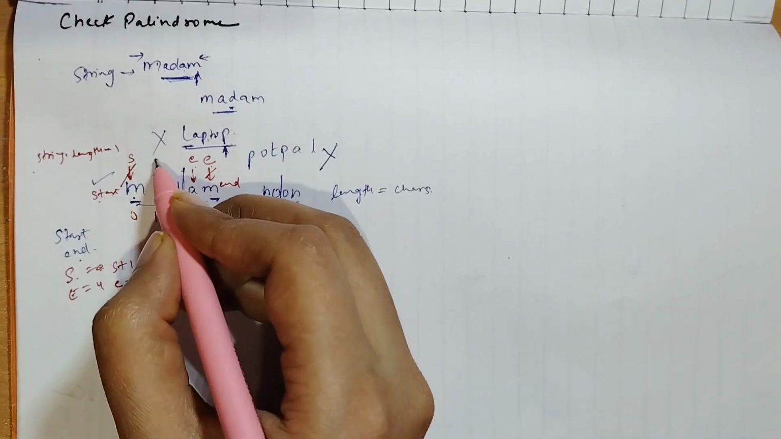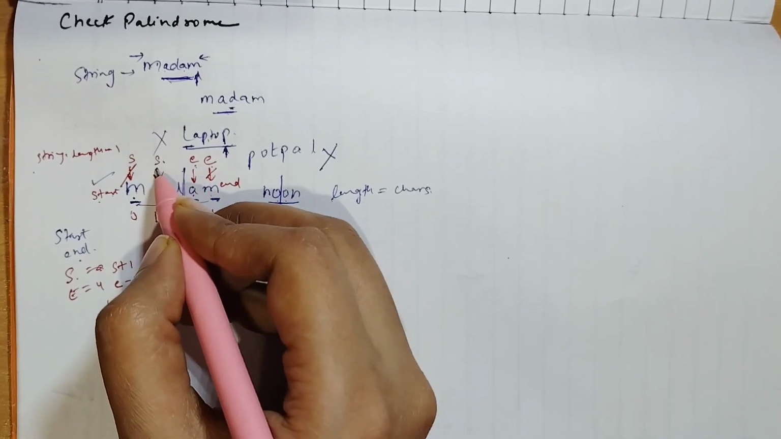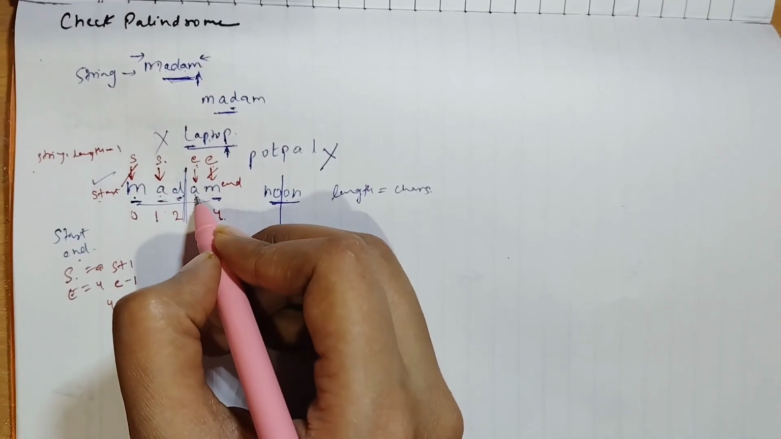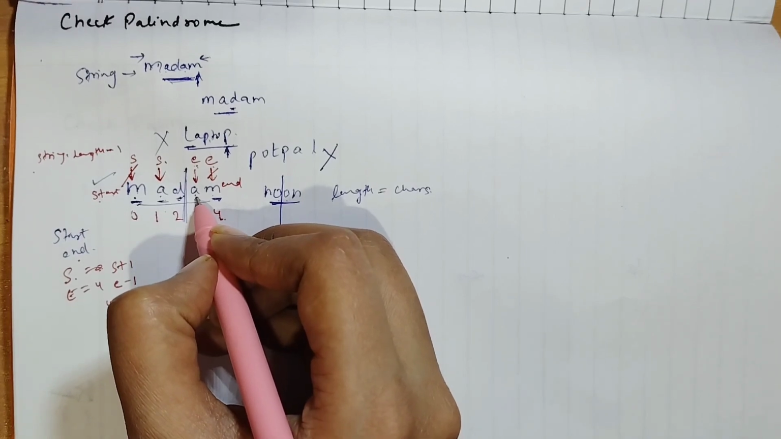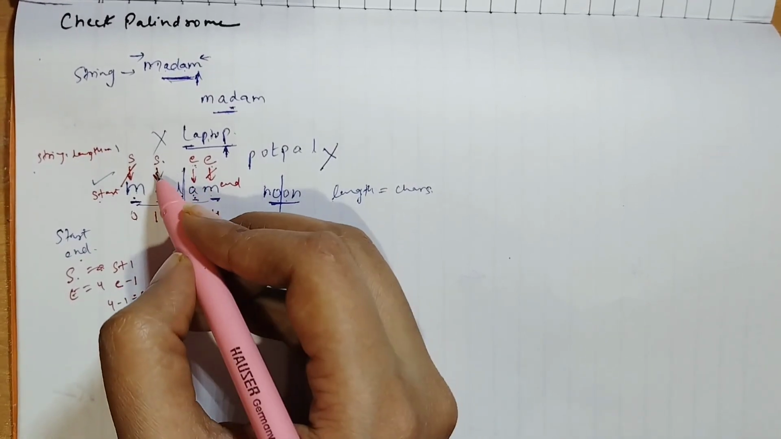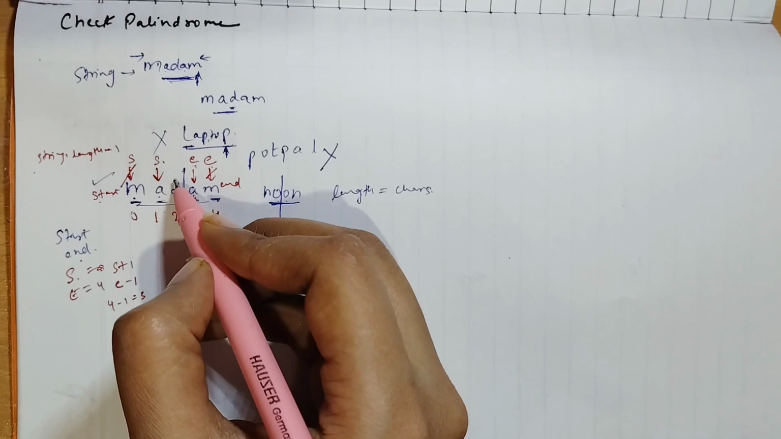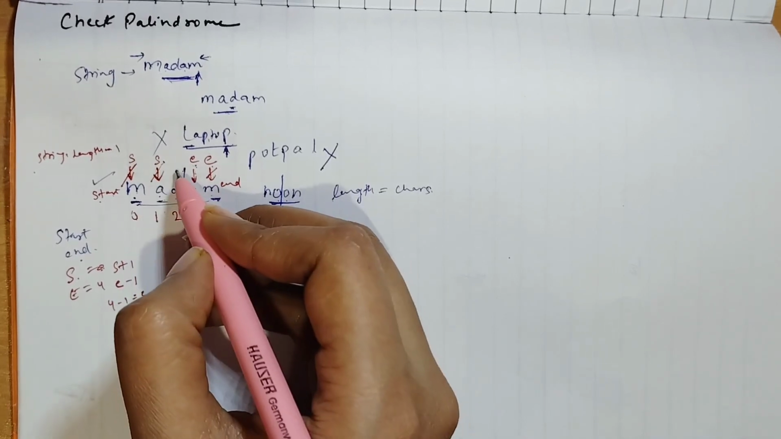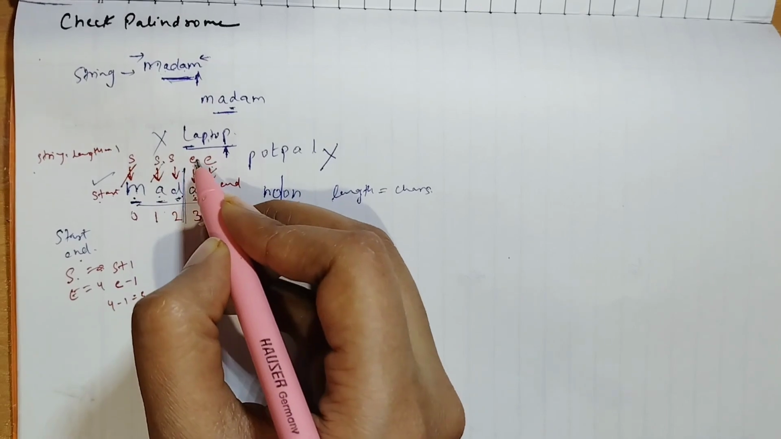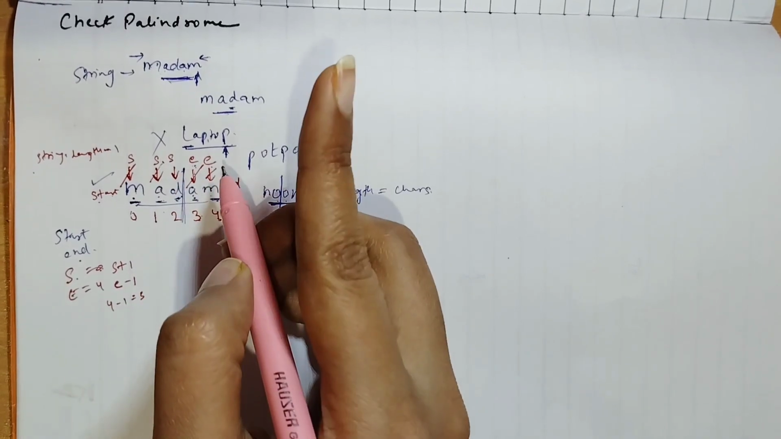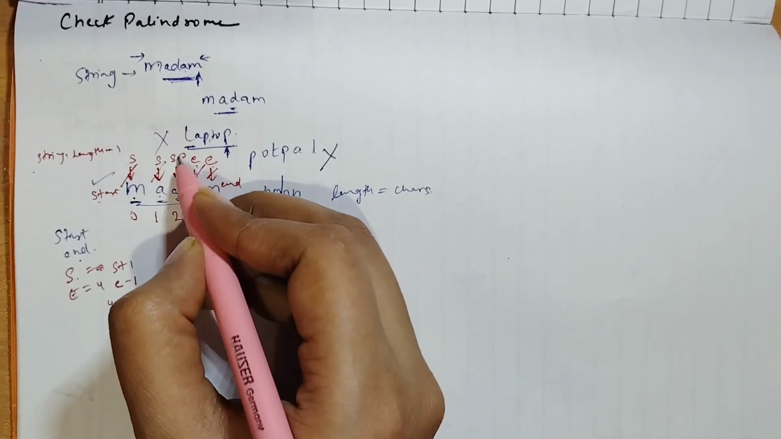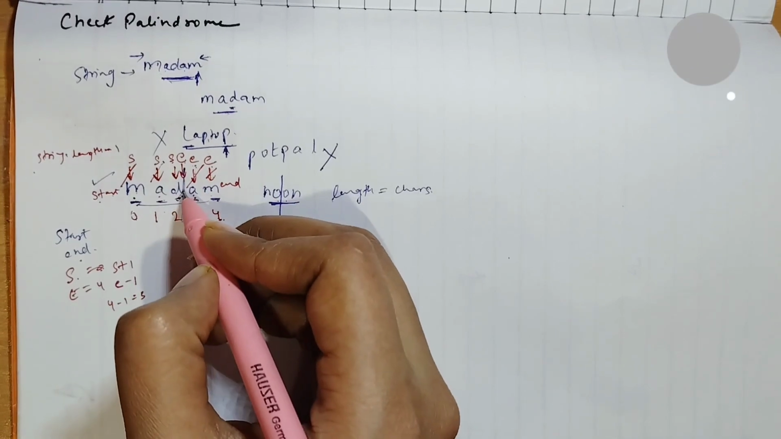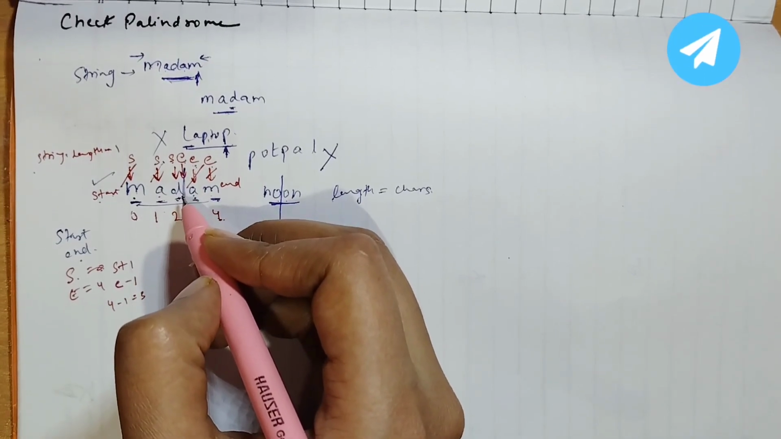Okay, now S and E will compare, meaning start and end will compare. A and A are the same, yes, so it can be a palindrome. Now start will increase its index number and end will decrease its index number. So now start will be here and end will be decreased by one index. Now end will be here. So now start and end are the same, meaning we reached our middle point.